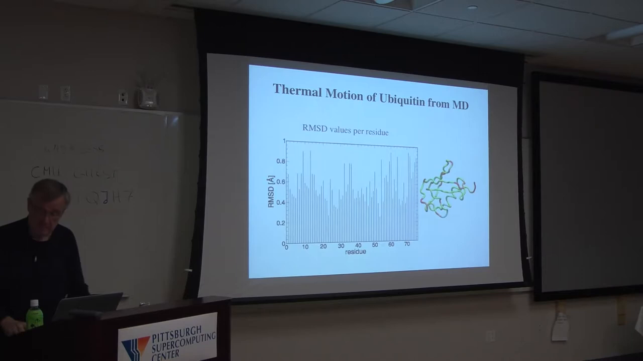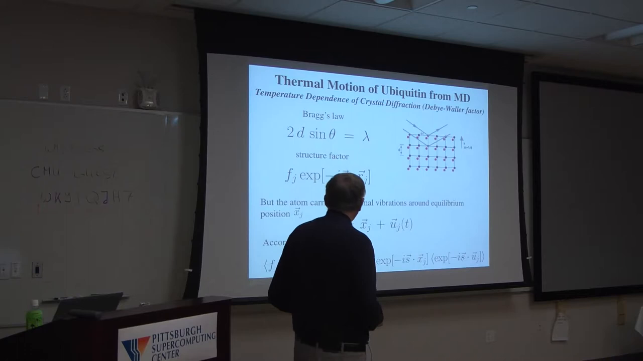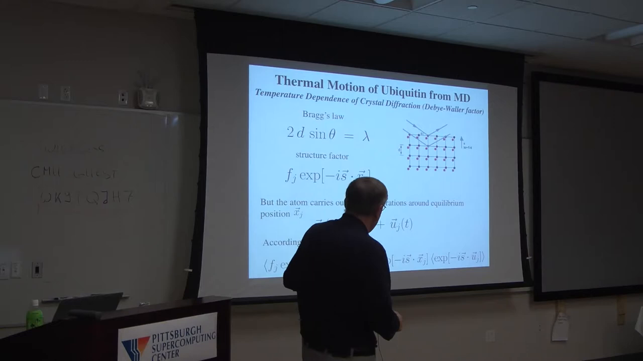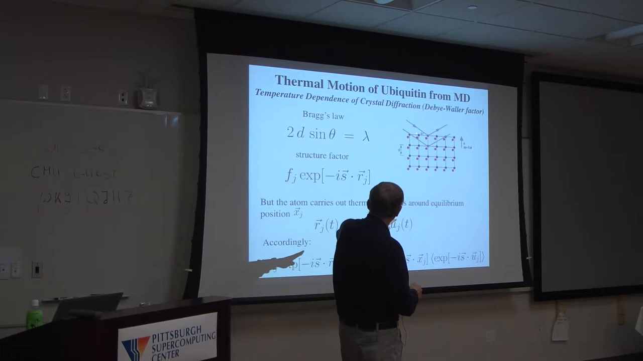So now, here's a little bit of the theory of the motion of the atoms that you can actually see from crystallography. When you do crystallography, you are seeing the X-ray scattering, and you see particularly strong scattering at certain angles. At other angles, you see almost no scattering, but at certain angles, you see strong scattering due to what is called Bragg's law.